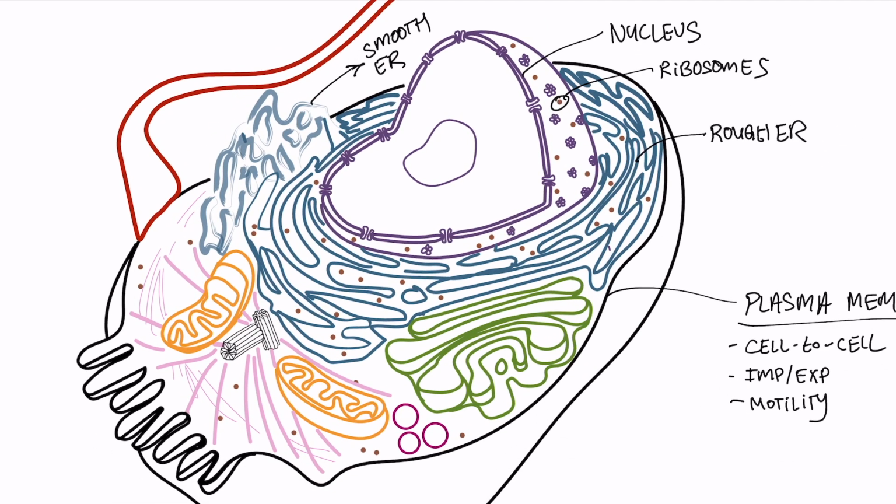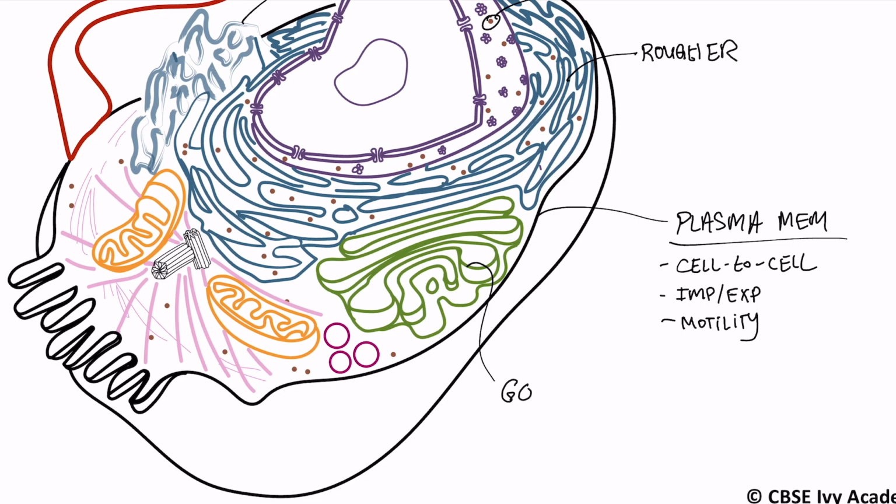Next, in green, you have the Golgi, which is like a packaging center for the cell. It'll mark different components for their final destination. It also modifies proteins and lipids. In magenta, you have lysosomes, which are involved in autophagy and digestion.